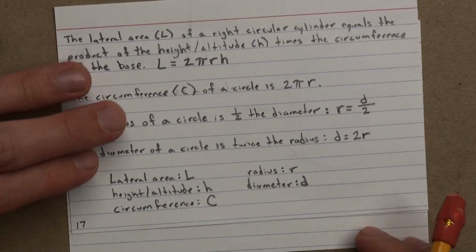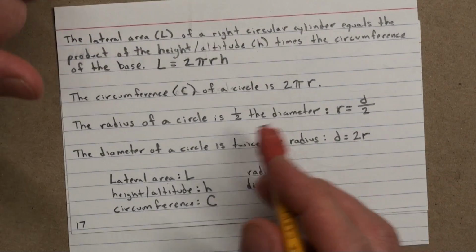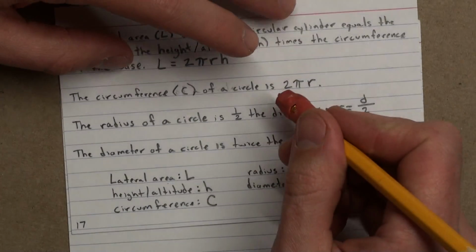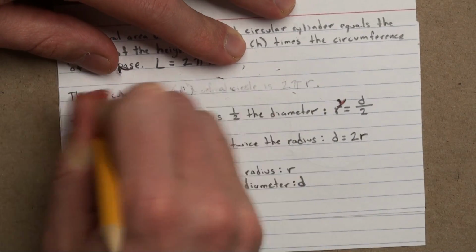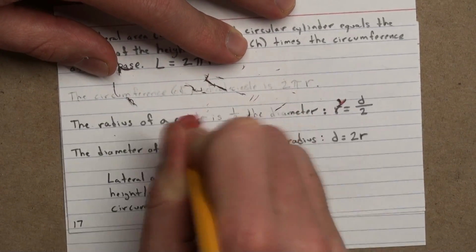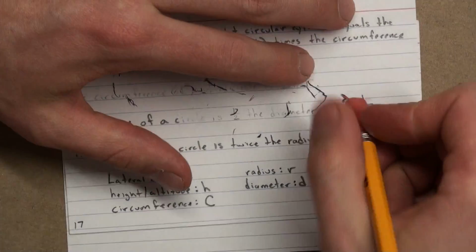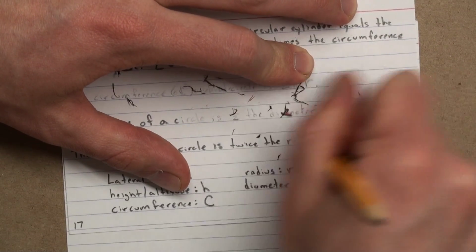Okay, and I want to erase a couple of things. I want to erase these 3 lines. They're not appropriate for this card. They should be on a different card. So let's go ahead and erase these 3 statements. We're going to put them on another card when we actually talk about circles. But they shouldn't be on this card, so let's go ahead and get rid of those.